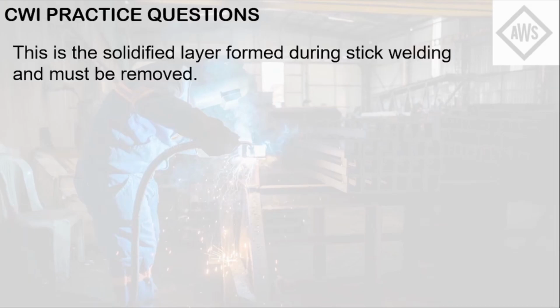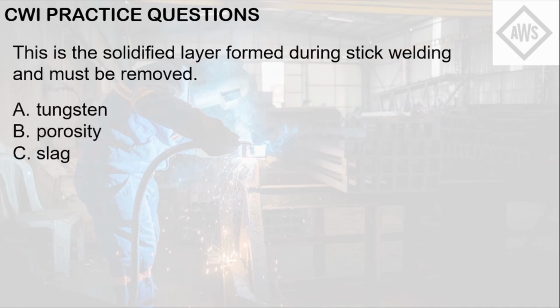This is the solidified layer formed during stick welding and must be removed. Letter A, tungsten. Letter B, porosity. Letter C, slag. Letter D, arc stripe.